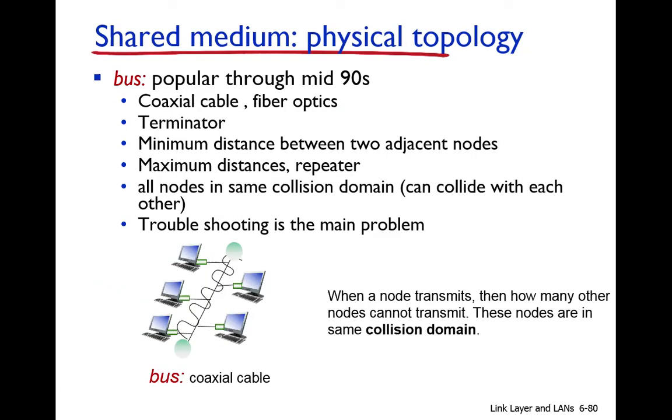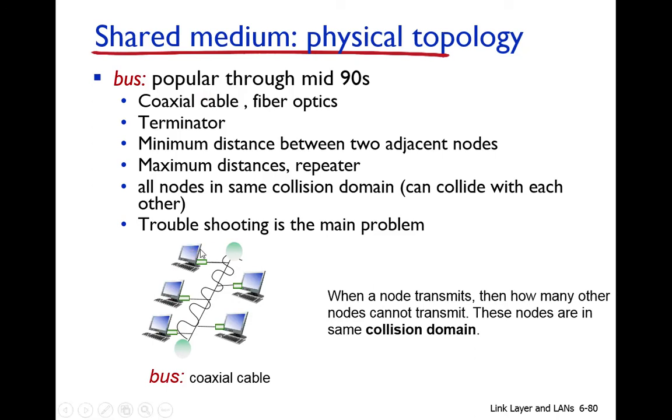Let me remind you that we basically have two types of links. One is called point to point, another is called shared medium. In shared medium, a single link or medium is shared among many nodes. In point to point, a single link connects two devices. But in the shared medium, a single medium connects many nodes.